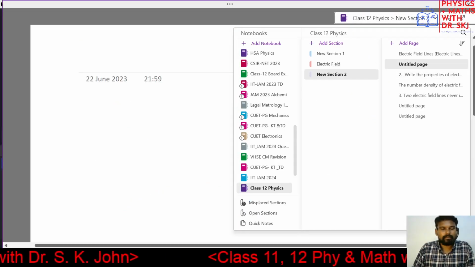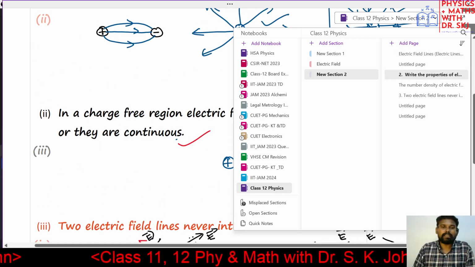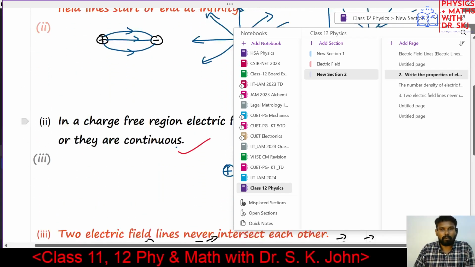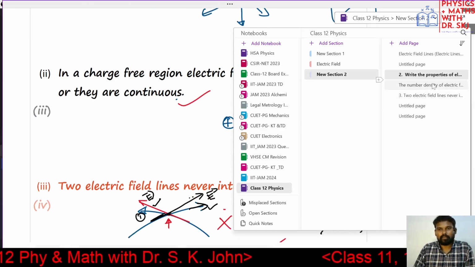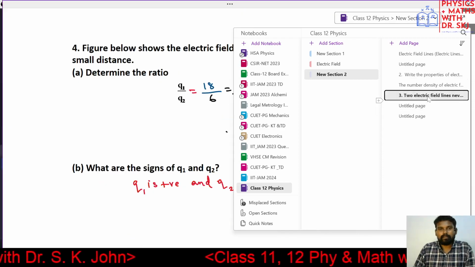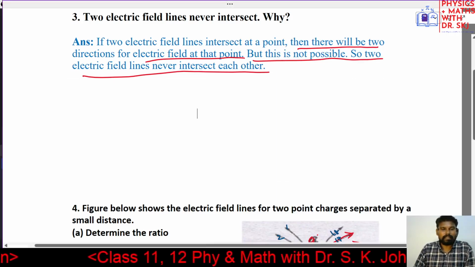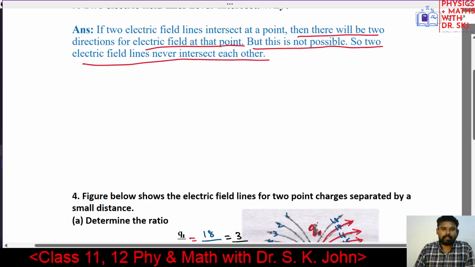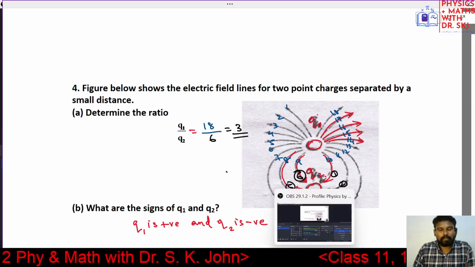Then we discussed the properties of electric field lines. There are 7 properties. You have to by heart at least 3 or 4 properties. Then we discussed 2 questions. One question is, two field lines never intersect each other. Why? Okay, you understood the point. Then this question also. Okay, so I stop at this point.